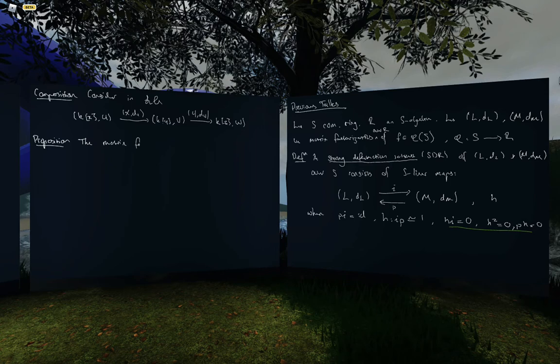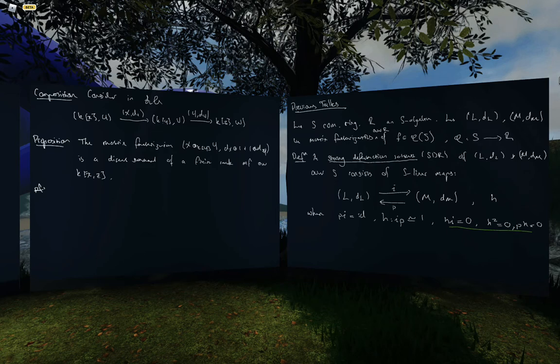The matrix factorization X tensor KY, Y dx tensor 1 plus 1 tensor dx, dy, sorry, is a direct sum of a finite rank matrix factorization, finite rank over KXZ, right? And that shows that it lives in the category that we want it to. Okay. So we'll start with the proof, and then we'll get to a point where we get stuck, and then we'll need to prove a couple more lemmas, and then that will finish off the proof.